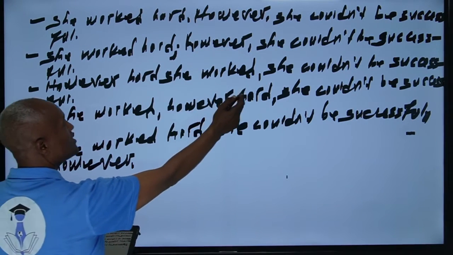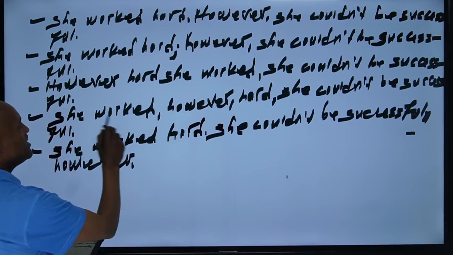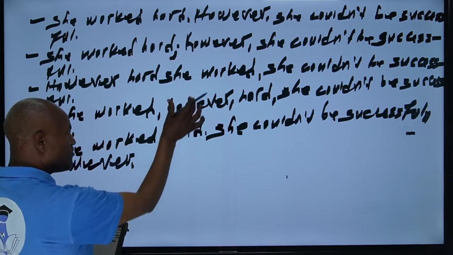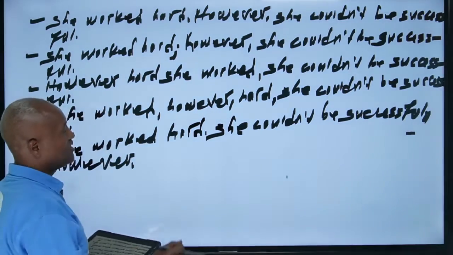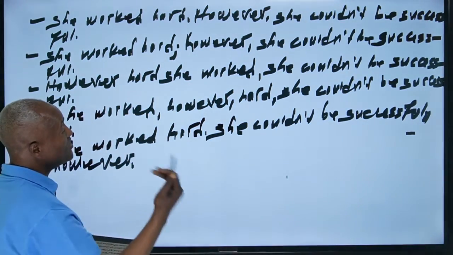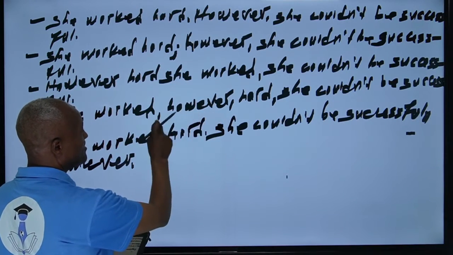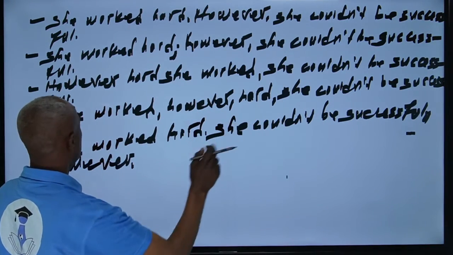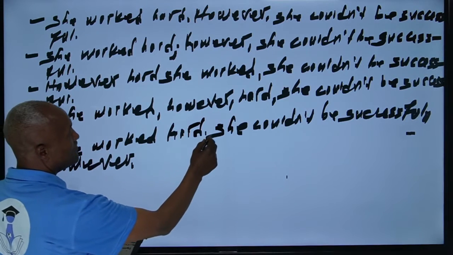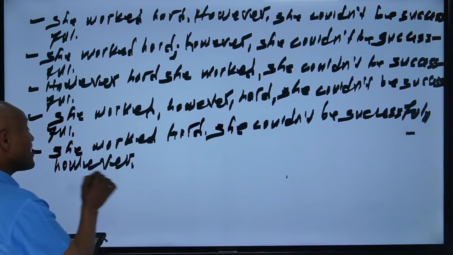However hard she worked, comma, she couldn't be successful. When we put a word in between a sentence like this, connectors or else transitional words, we set them off by commas. That means before and after. Then she couldn't be successful. She worked hard, full stop. She couldn't be successful, comma, however.